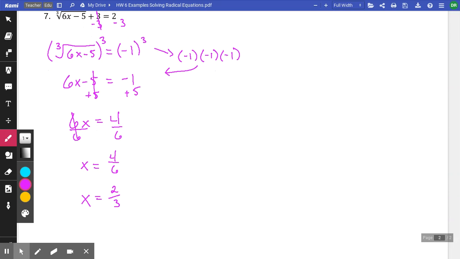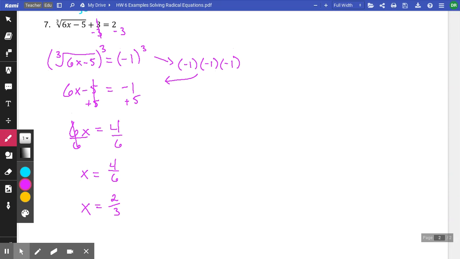Okay, so again, use these examples to help you out. I hope they do offer some clarity. Make sure in your work you're showing steps pretty similar to mine, and let me know if you have any questions.